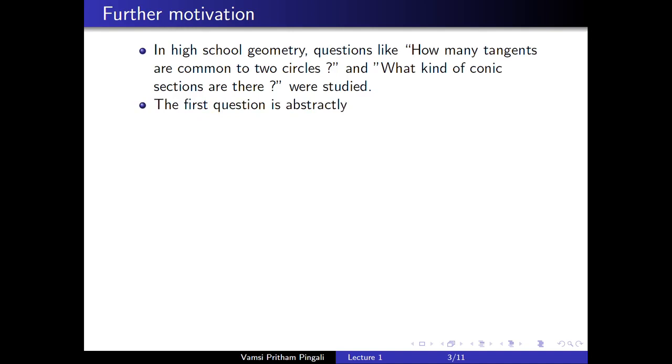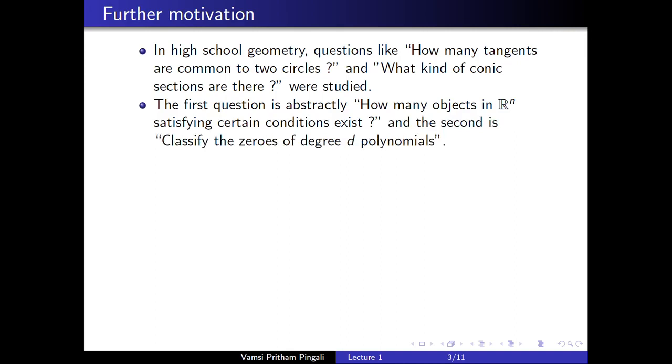If you abstract out the philosophy behind these two questions, the first question is, how many objects, namely tangents, are there in Rn, in this case R2, satisfying certain conditions common to two given circles? The second question is, what is a conic section? Well, what is a cone? What's the equation of a cone? Z equals x squared plus y squared. What's a conic section? You take this quadratic and you intersect it with a plane, so you get another quadratic constraint.